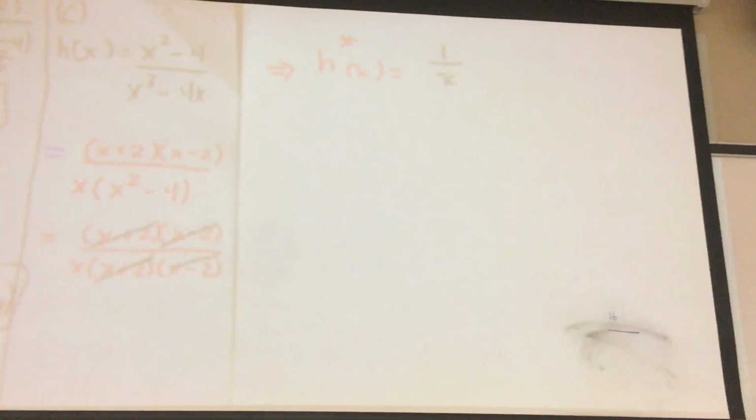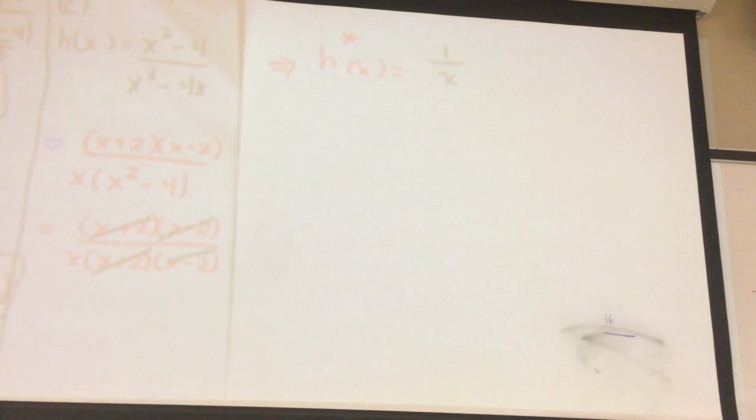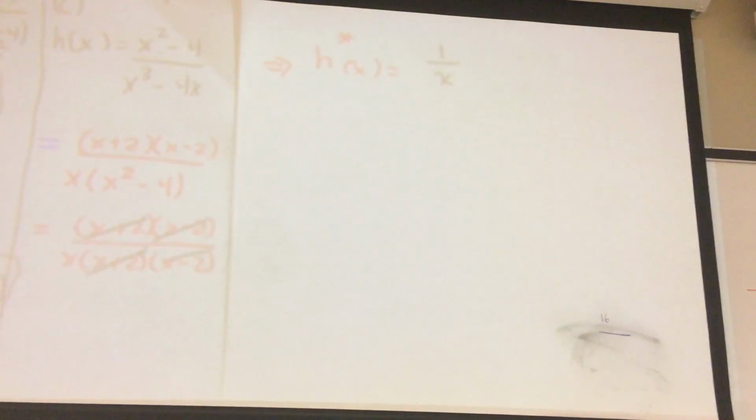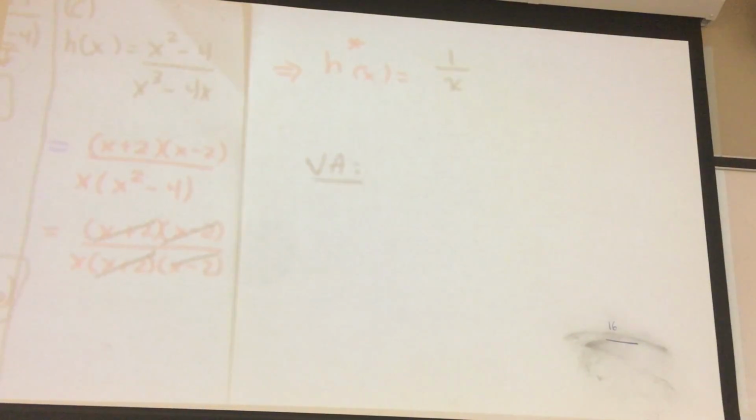We know what that graph looks like, I hope. 1 over x. Well, that was not a good picture, but something like that. 1 over x. But there are some problems. We already know this is going to give us a vertical asymptote, I hope. What's our vertical asymptote? 0.